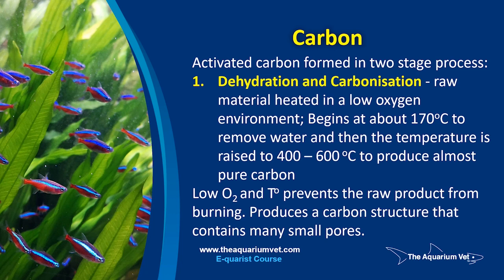You start off at about 170 degrees centigrade to remove water. And remember that 100 degrees centigrade is the boiling point of water, so you're getting rid of the water. And then you really put the temperature up very, very high to 400 to 600 degrees centigrade, and that produces almost pure carbon. Everything else is burnt off. By using that low oxygen and high temperature environment, you're actually preventing the product from burning. And so you end up with a carbon structure that's got a lot of pores, and it's the pores in the carbon that help it to do its work.